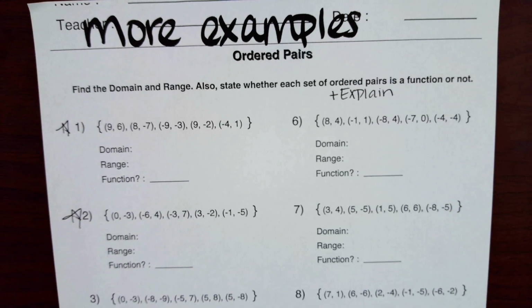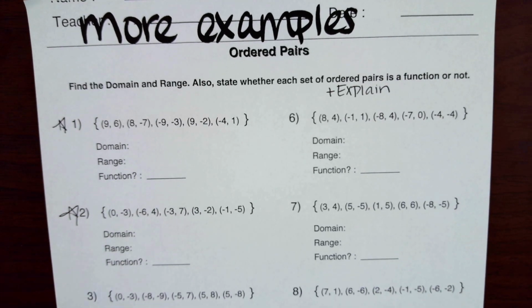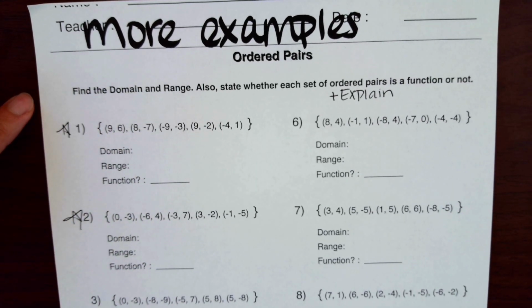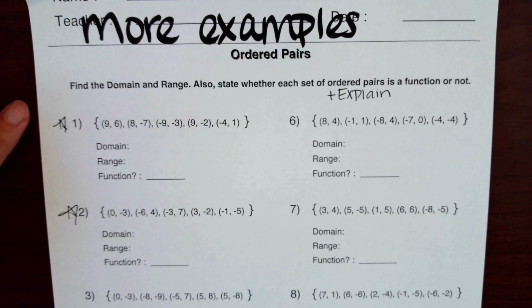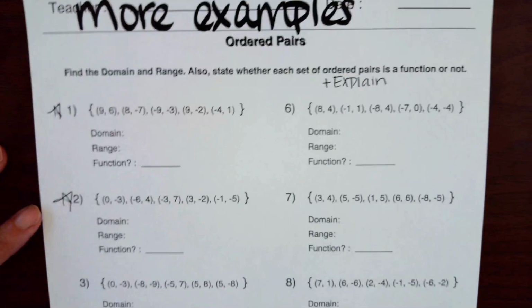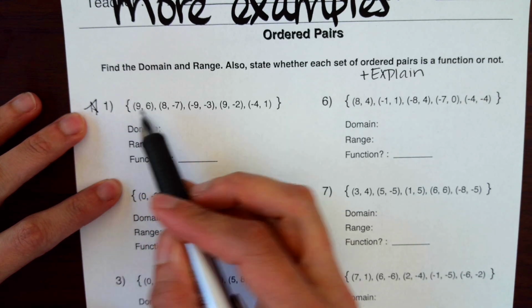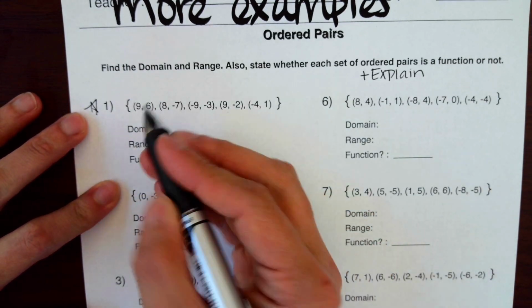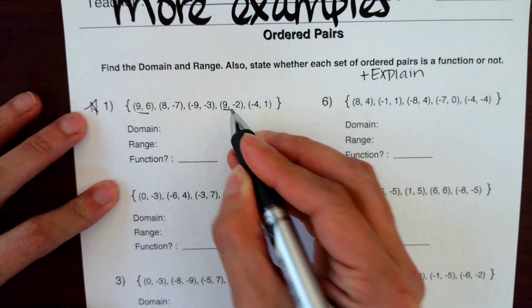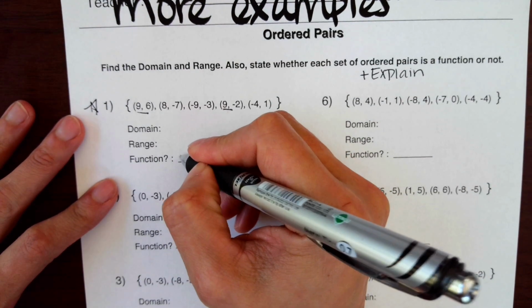So just to review, if we're given a relation, we've talked about how to tell if it's a function, and it's going to be a function if each input has exactly 1 output. So let's look at number 1. If I look at my various inputs, I see that -9 is listed twice, and it's going to 2 different outputs. So this is not a function.